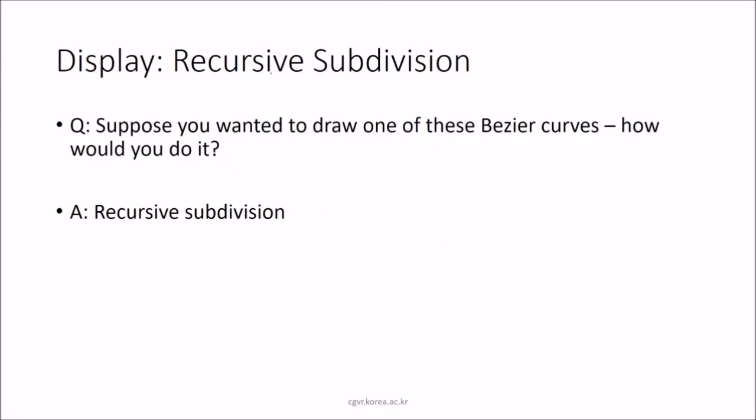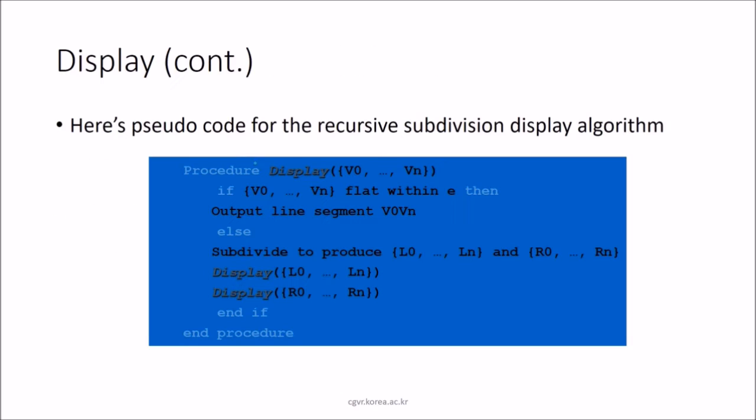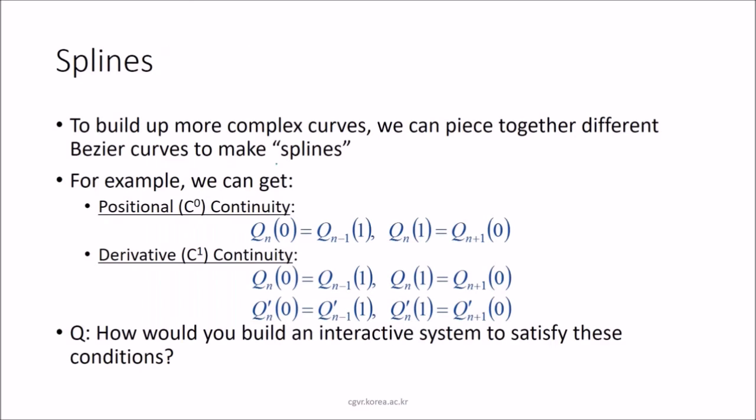So suppose we wanted to draw one of these Bezier curves. How would you do it? We'll do it using the recursive subdivision. Here's the pseudocode for recursive subdivision display algorithm. We can display in this way. We can subdivide the previous one.